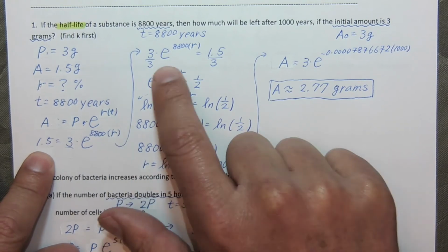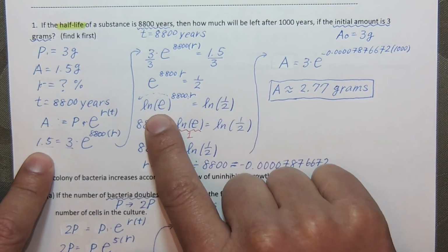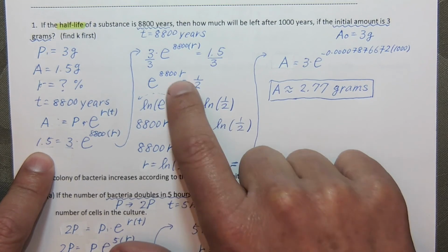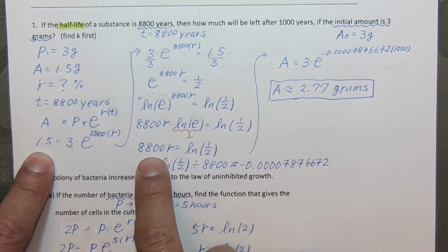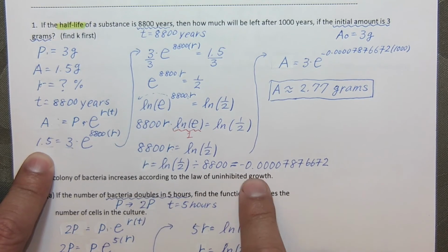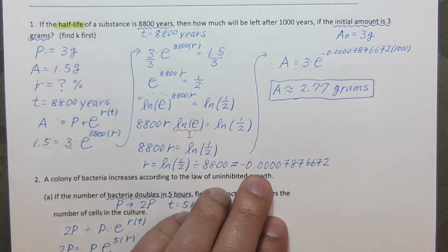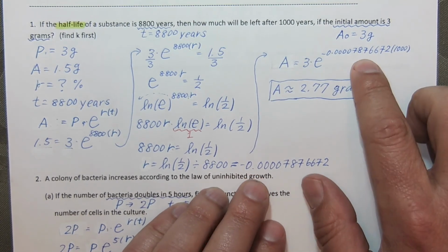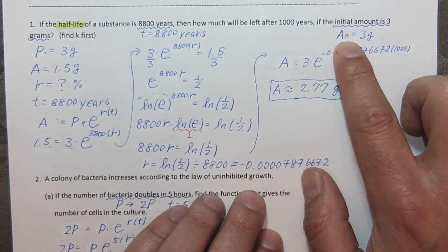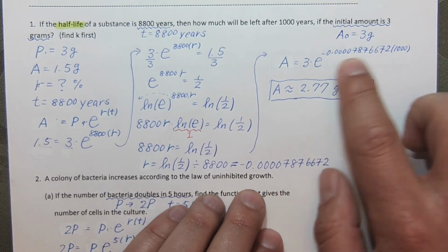So I divide both sides by 3, which reduces to a half. Take the natural log of both sides. That brings the exponent down, and that just becomes 1. Then I divide both sides by 8,800. And it gives me this big funky number here. Then what I do is I take that rate and I plug it back into the original equation, where A naught is 3. And I want to know, after 1,000 years, how much will I have?